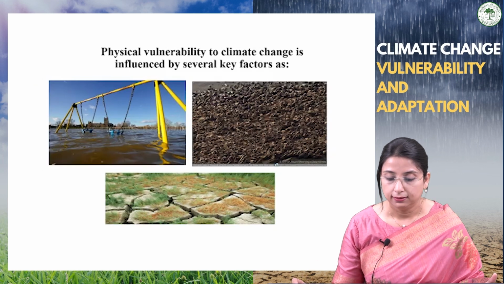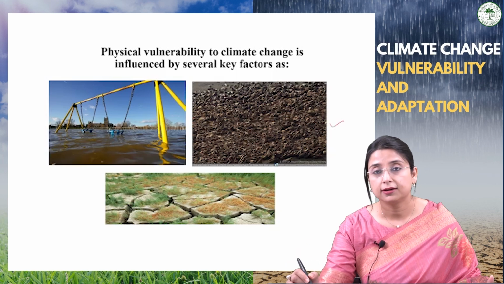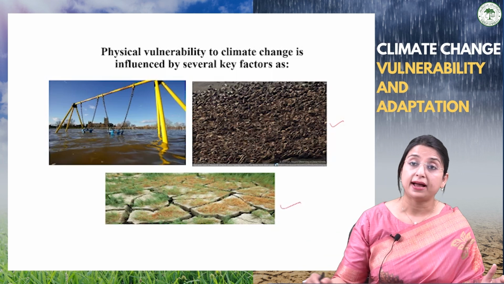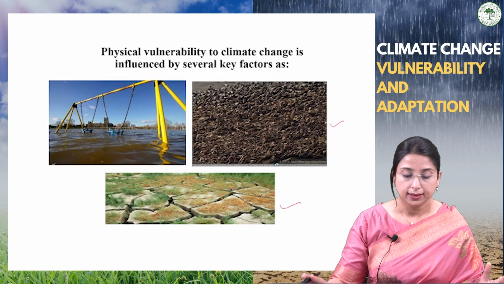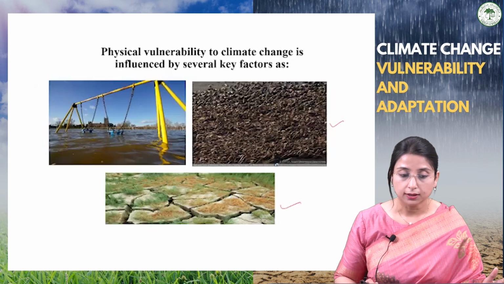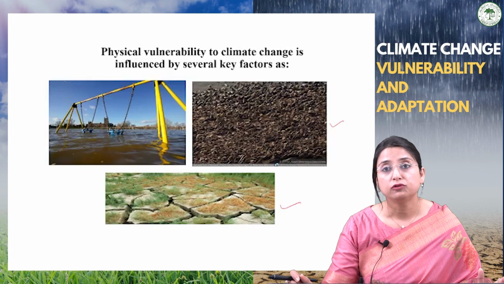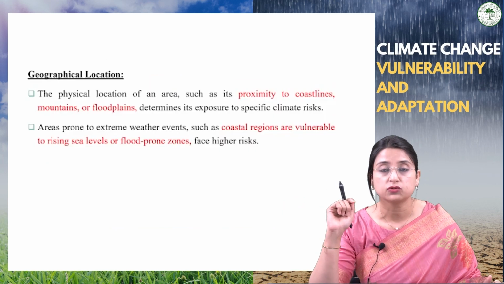Here you can see certain deaths of fishes, which is due to certain changes in the marine environment. You can see the impact of the drought: so many cracks have appeared in the soil, etc. Actually, this physical vulnerability to climate change is influenced by various factors, so we are going to study these factors one by one.